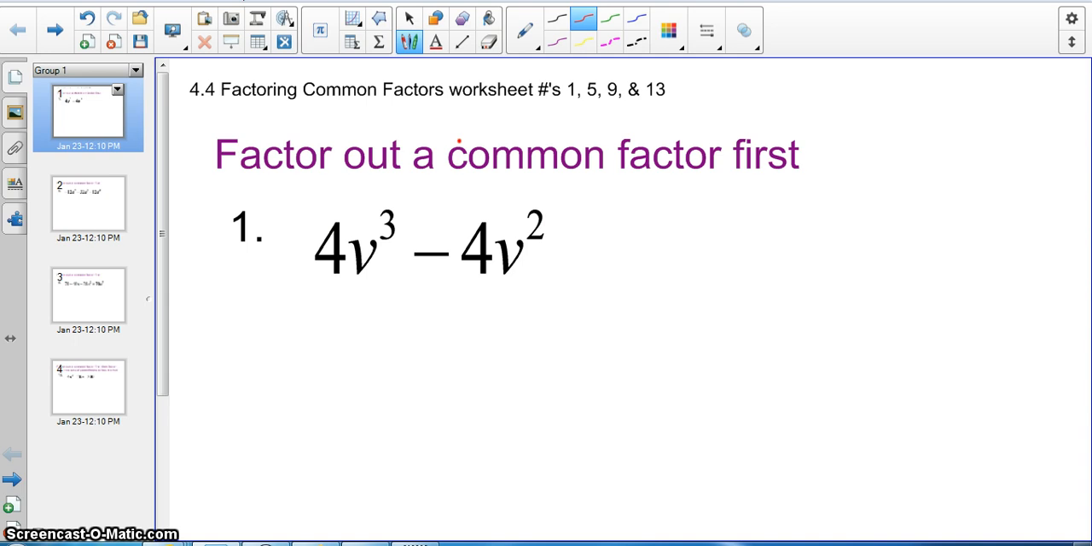So when we think about factoring out a common factor, we want to know what do they have in common, or what do they have similar. Well, if we look at this problem, 4v to the third minus 4v squared, they can both be divisible by 4, and they both have a v squared in common.